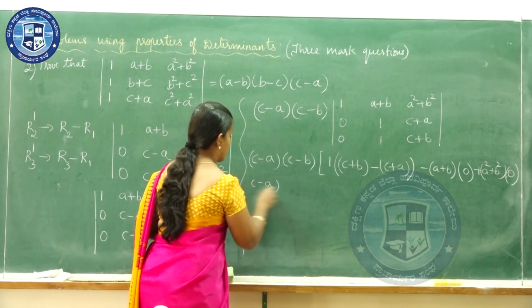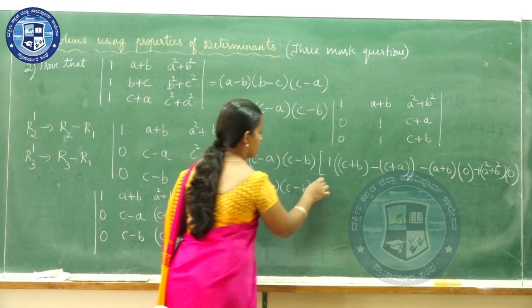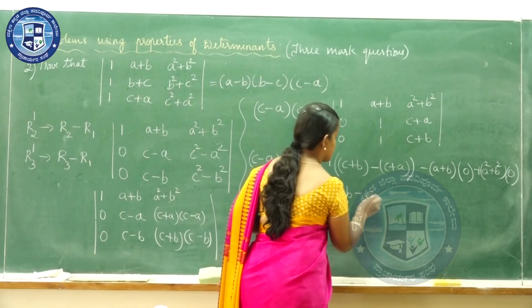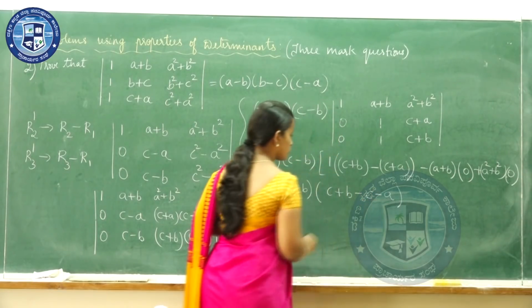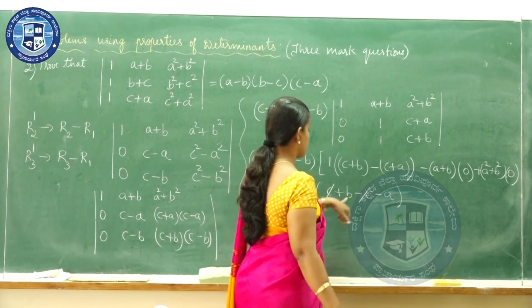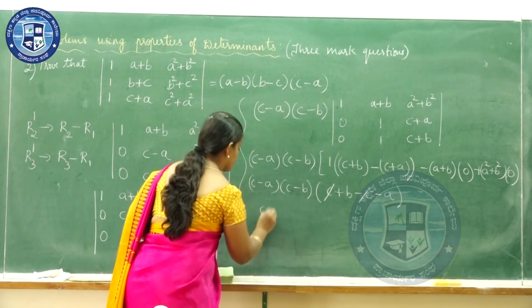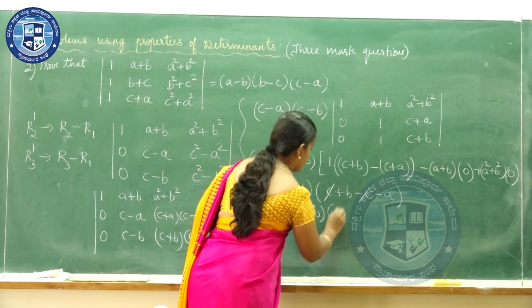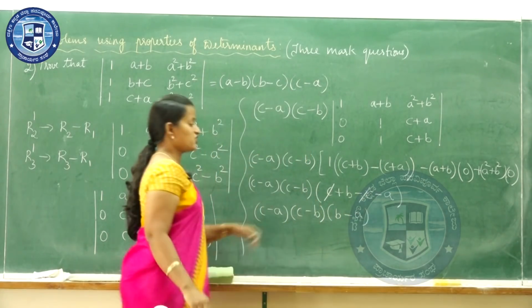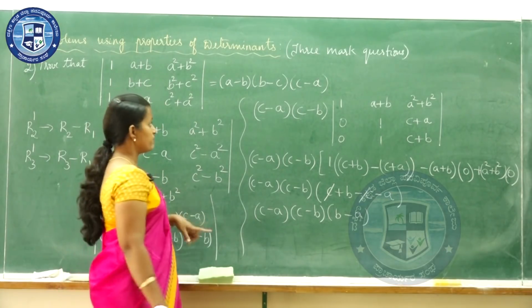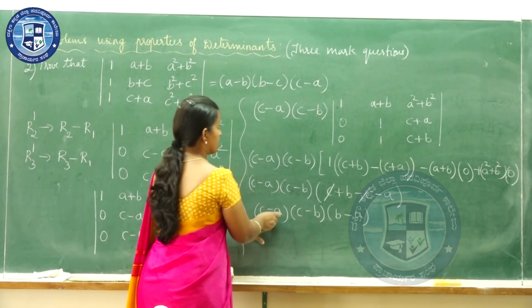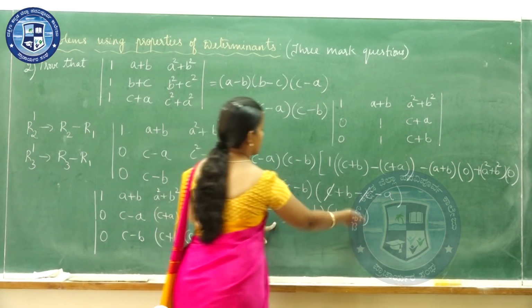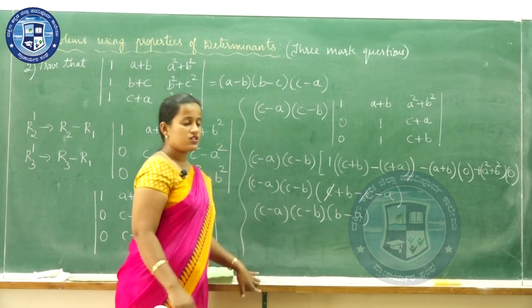So (C minus A) into (C minus B) into, simplify this, C plus B minus C minus A. So C and C will get cancelled, you will get B minus A. C minus A, C minus B and B minus A. But is this what we wanted? No. We wanted, this term is correct, but we wanted here reverse B minus C and here also reverse A minus B. So it is easy to do.